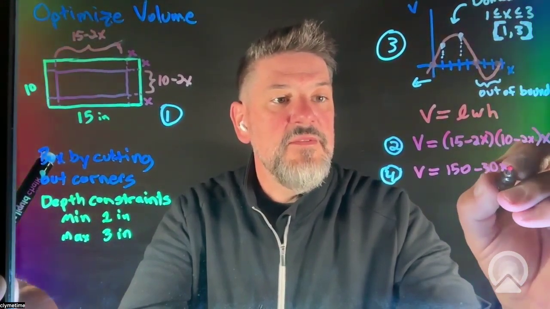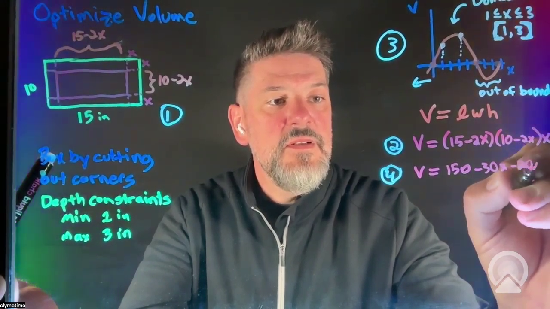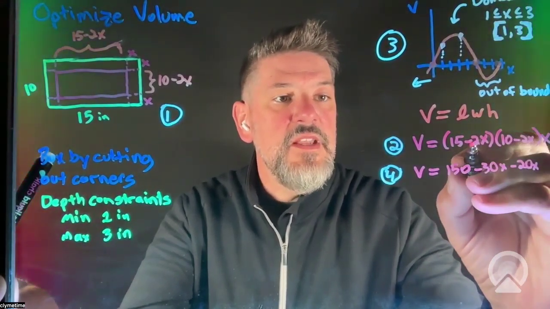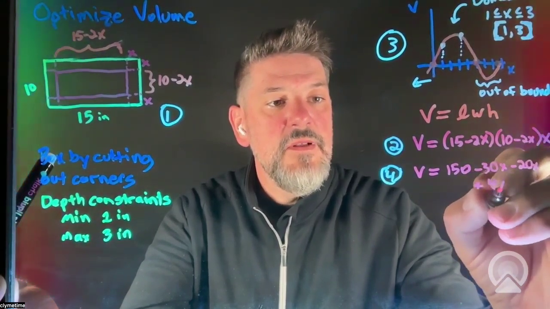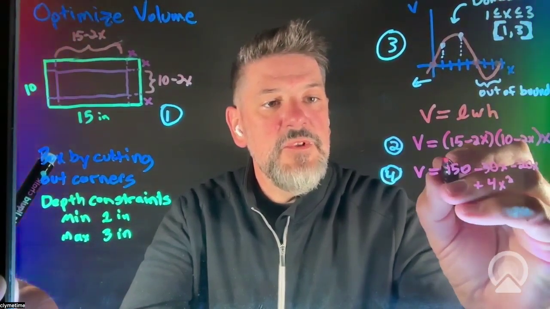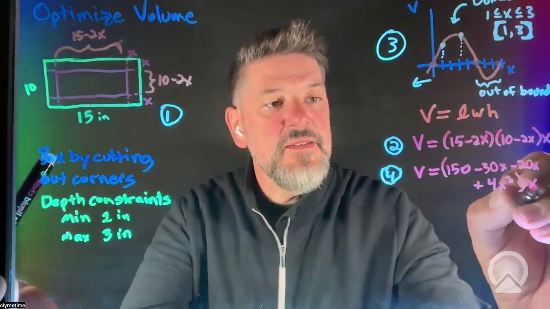Negative 2x times 10 is negative 20x. And I run out of space, unfortunately. Negative 2x times negative 2x is positive 4x squared. And then finally, I have to multiply all this times x.